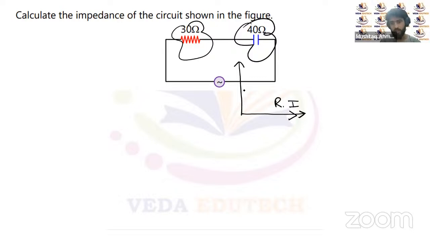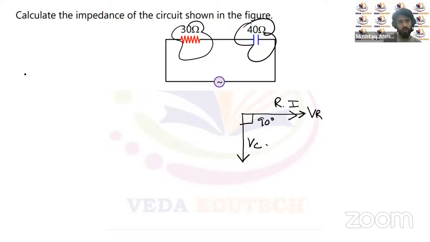The current leads in case of capacitors. So it means that there will be a 90-degree phase difference between current and voltage. Current will lead and voltage will lag. So from here, this will be the VC. This is the VC. Now, if this is the VC, this will be VR.